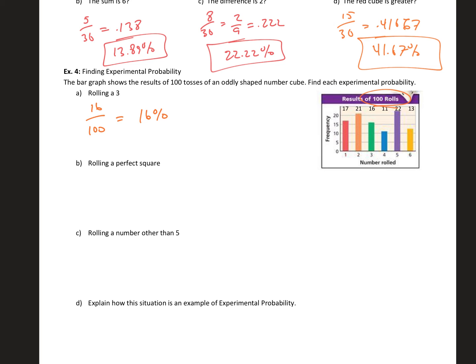What's the probability of rolling a perfect square? So my perfect squares: 1 squared is 1, 2 squared is 4, 3 squared is 9. Nothing's going to happen there. So those are my options here. So 1 and 4. So 17 plus 11 over 100. So I got 28 over 100. So 28%.